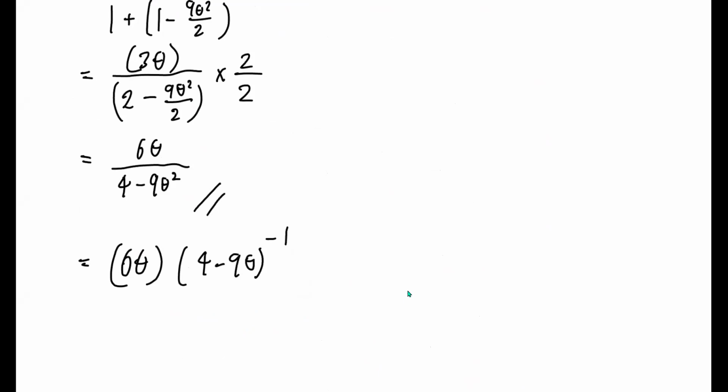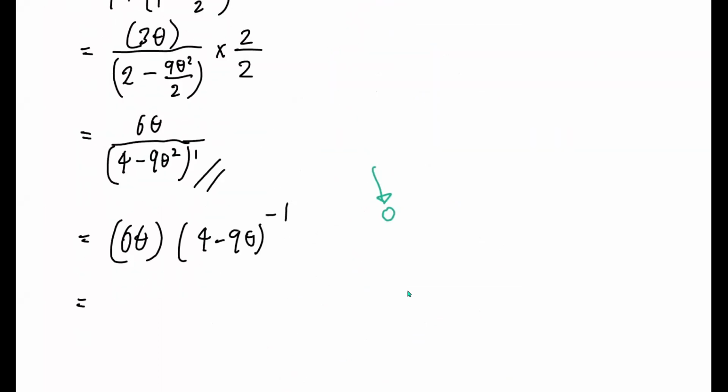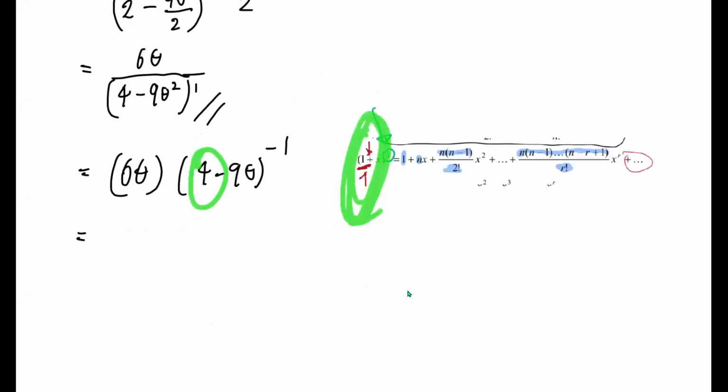Do you see the trick? Positive 1 brought up becomes negative 1. Here you must remember that the binomial expansion formula only works when you have the 1 plus x power n format. Keyword is a 1, keyword is a plus. 1 here, plus here. So do we have a 1 and a plus here?